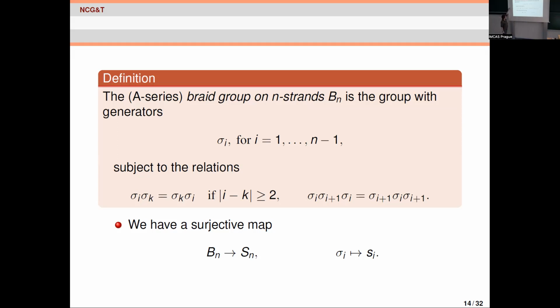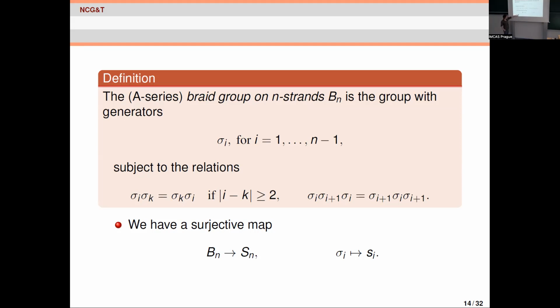So what is it? It just says that if our two generators are far enough apart, which is to say the difference between their indices is greater than or equal to 2, then they commute. If not, then you have what's called the braid relation. So you have i+1, i, i+1 equal to i, i+1, i. You can sort of do this braid move where you change the braiding somehow. And that's what happens when these things are next to each other. And that's what makes this interesting, but also challenging and complicated.